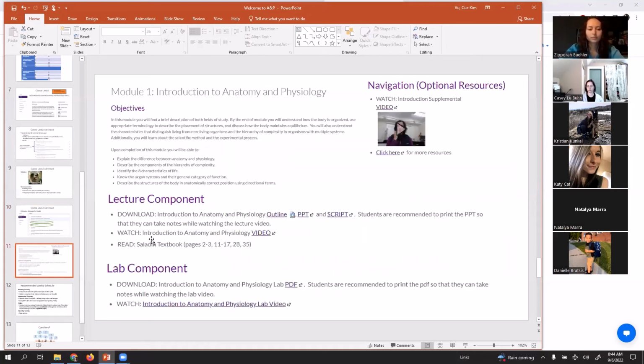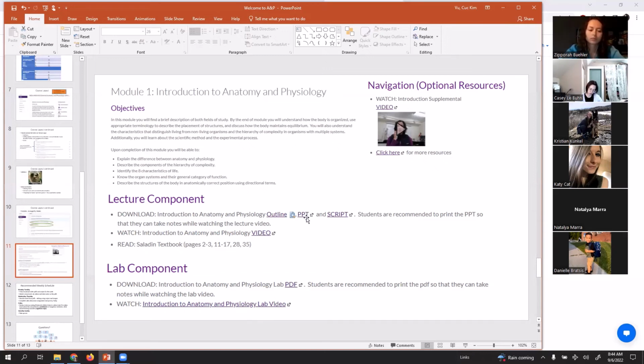So each module looks like this. They'll have a set of objectives and then the lecture component. In the lecture component, you'll find that there's an outline. And that's what I would recommend you use to rewrite your notes. Okay. You should write your notes as you're watching the videos, and then you should rewrite your notes using the outlines, because that will help you place them, categorize them, so it's easier to recall on the exam.